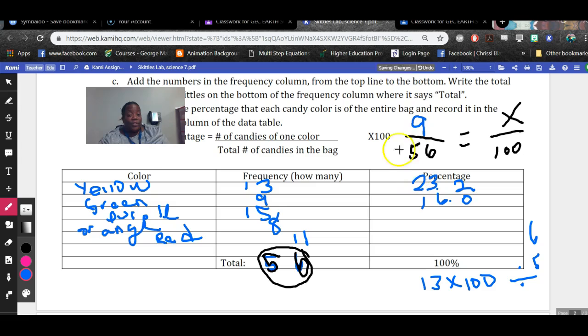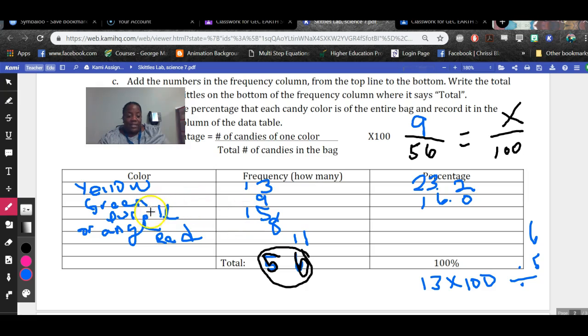Remember, your numbers are going to be different. Your numbers must match the numbers that you have, but the process is the same. Just take that number, whatever the color is, cross multiply and divide, okay? And your number of 56 is going to be different than mine because some of you will have more than 56 pieces of candy, some of you will have less. Just make sure that you're using your own numbers, okay?